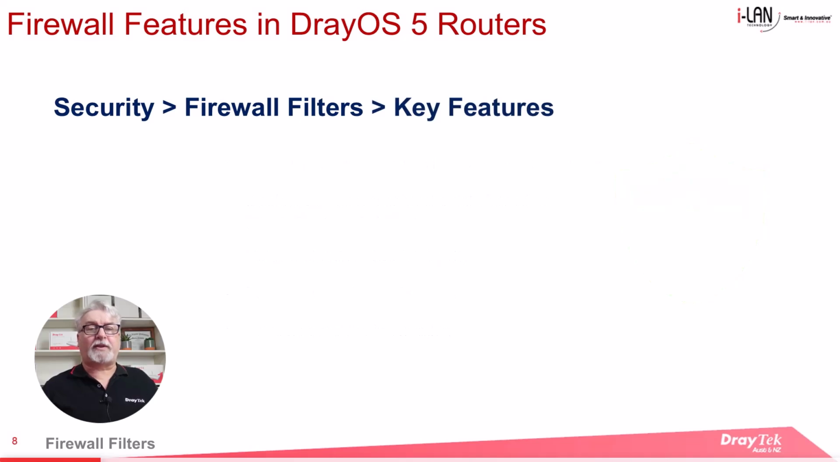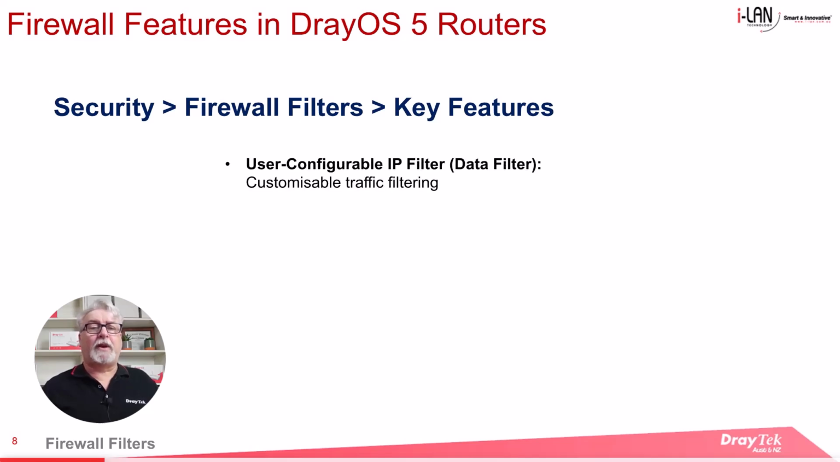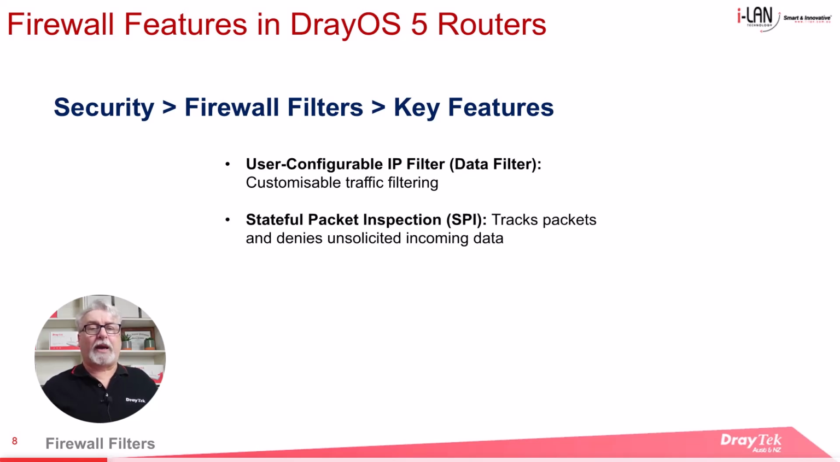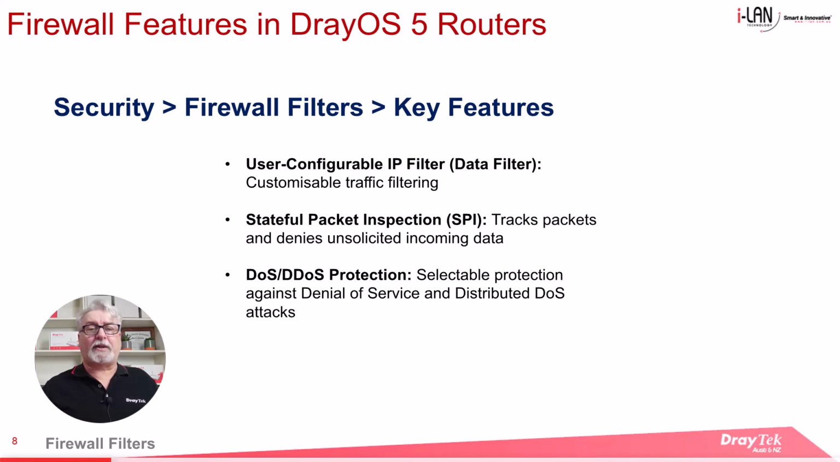In DrayOS 5 routers, firewalls provide robust protection through key features that include a user configurable IP filter, data filter, which allows customized traffic filtering for enhanced control. Stateful Packet Inspection, SPI, which tracks data packets and blocks unsolicited incoming traffic. DoS and DDoS protection, which offers selectable safeguards against denial of service and distributed denial of service attacks. These features ensure comprehensive security for LAN users while maintaining efficient network performance. Let's explore these in a little more detail.